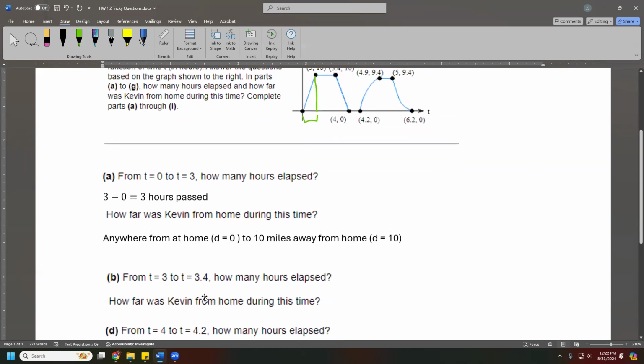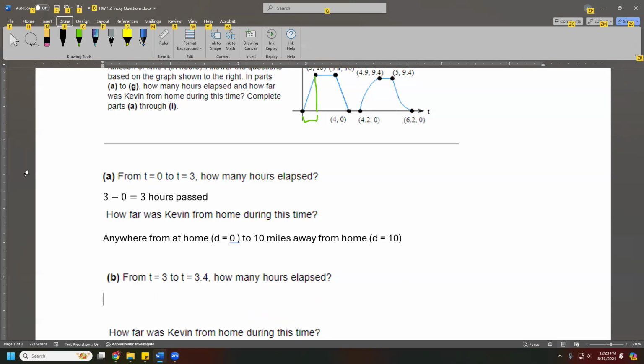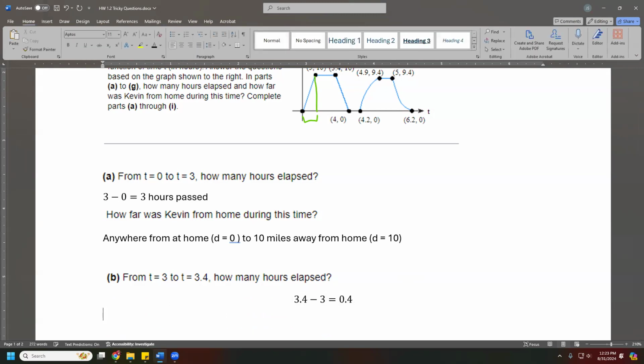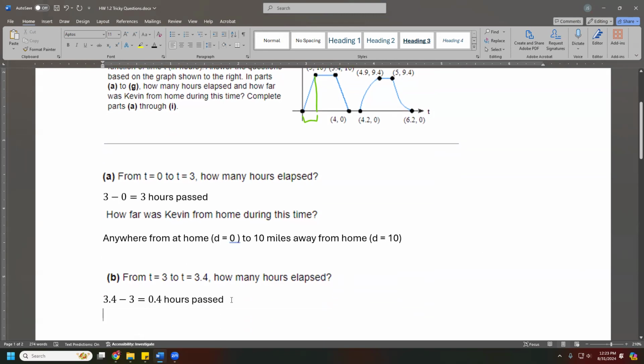Let's do one more example. From t equals 3 to t equals 3.4, how much time elapsed? It's a little weird to measure hours in decimals, right? Because how much is 0.4 of an hour? That's a little awkward, but it's going to be the same deal. From 3 to 3.4, that would mean 0.4 hours passed. I'm not going to bother translating that to minutes, but less than an hour passed.